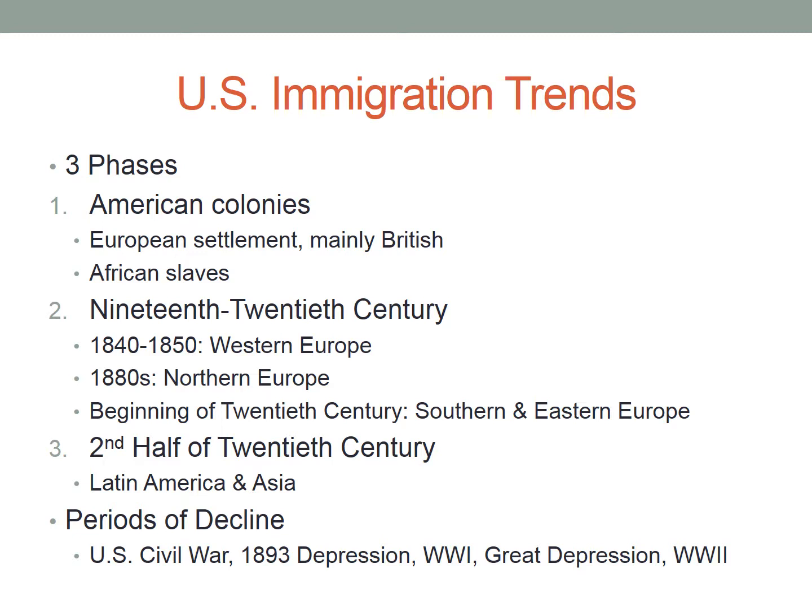Now, there are periods of decline as well. And we're going to look at this here in just a minute, because you can visually see the decline in immigration associated with 2 major things. Economic downturns, like we see there, the 1893 Depression, the Great Depression, as well as wars. So make sure that you know the times that we see decline in immigration numbers associated with 2 things: war and economic downturns. So during each of these, the U.S. Civil War, the 1893 Depression, World War I, Great Depression, World War II, all these, we saw huge declines in the number of people coming into the United States.